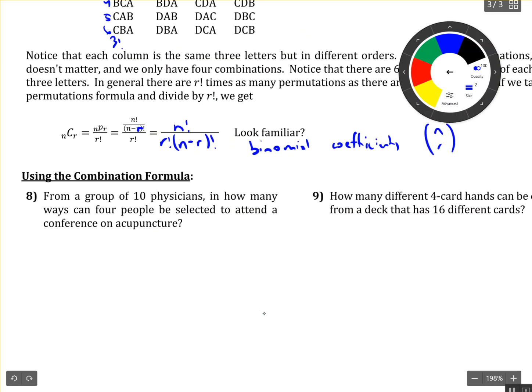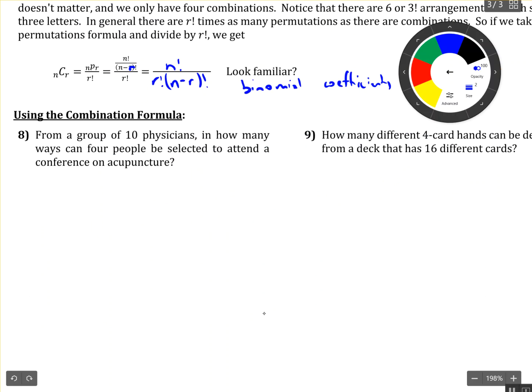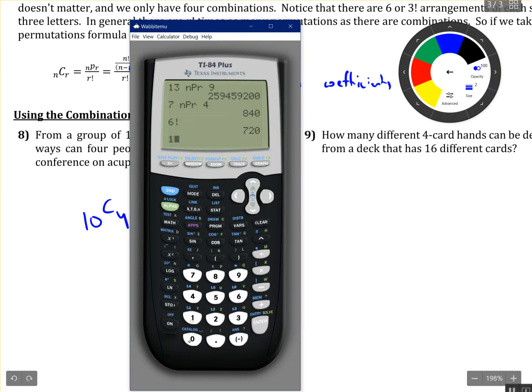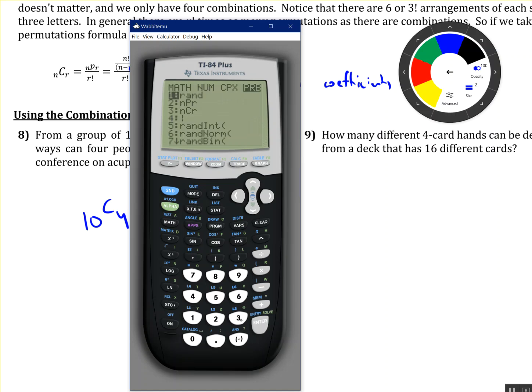From a group of 10 physicians, in how many ways can 4 people be selected to attend a conference on acupuncture? So again, order doesn't matter. So in this case, it's going to be 10C4. So I can go on my calculator, 10, math, nCr, 4, and I get 210.